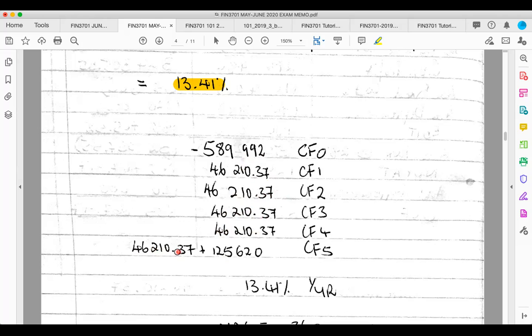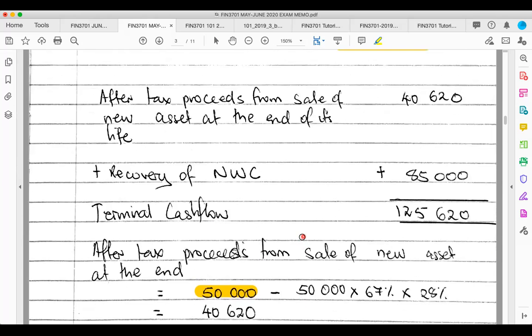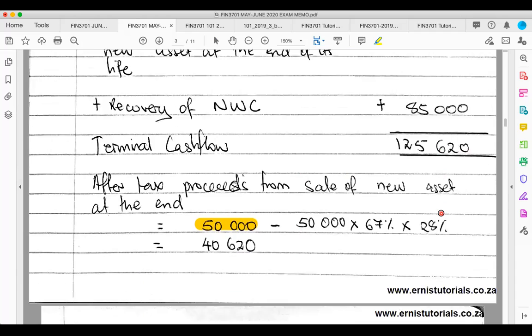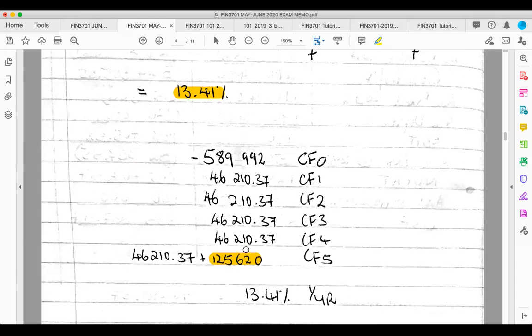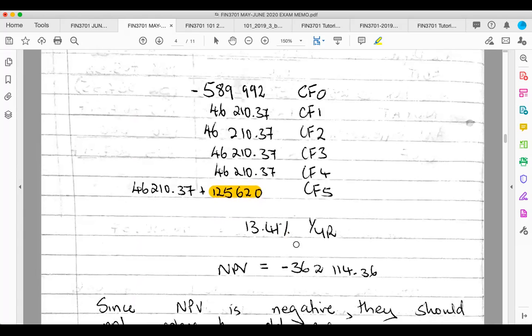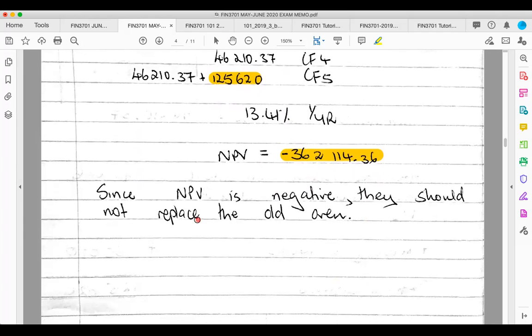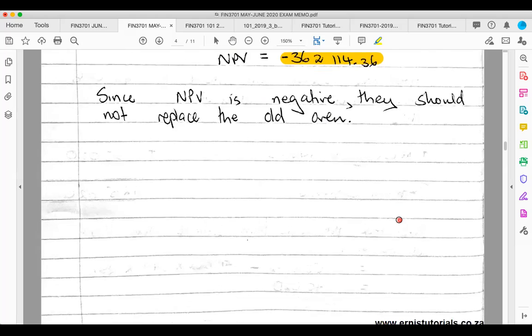For the 5th year, remember to take the final incremental cash flow and then add the terminal cash flow. In this case, our terminal cash flow is 125,620. Then you can use your financial calculator to calculate your NPV. Unfortunately, in this case, we get a negative NPV. We get minus 362,114.36. So since the NPV is negative, they should not replace the old AVE.